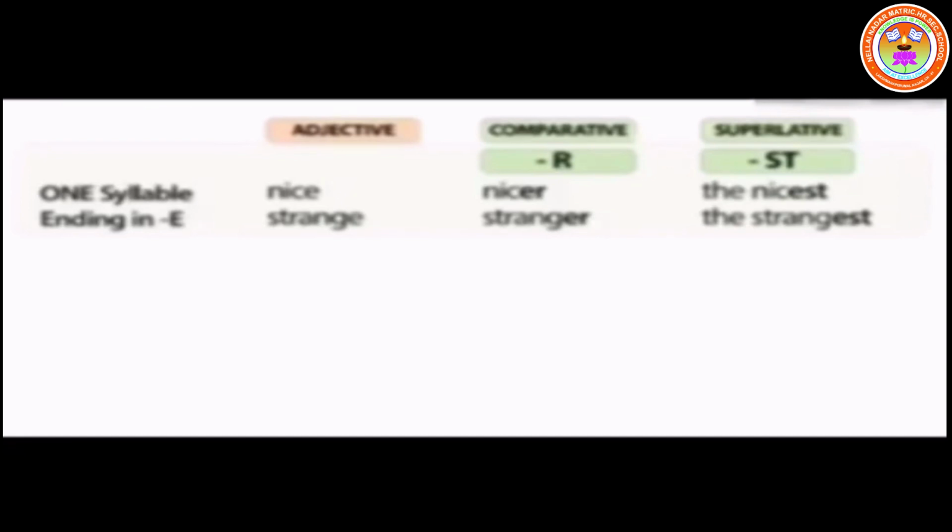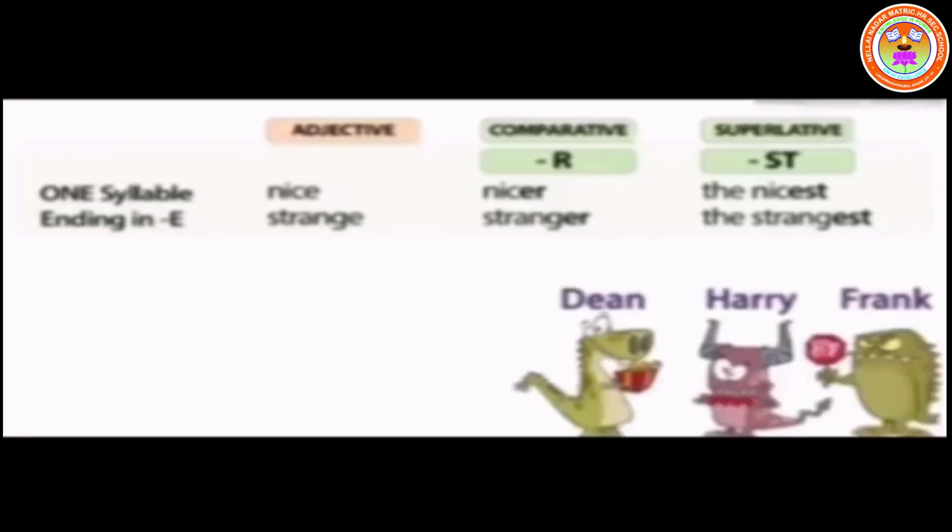When an adjective is one syllable that ends in an e, such as nice or strange, we just add r to the adjective to make it a comparative. The adjective nice becomes nicer, the adjective strange becomes stranger, and for the superlative, just add st. So nice becomes the nicest, strange becomes the strangest.